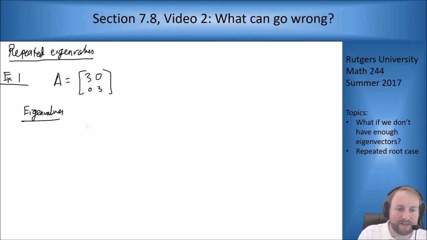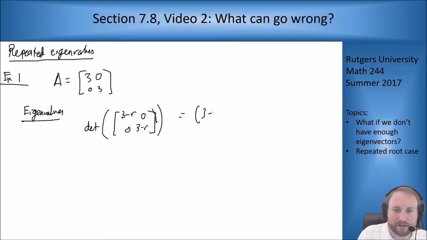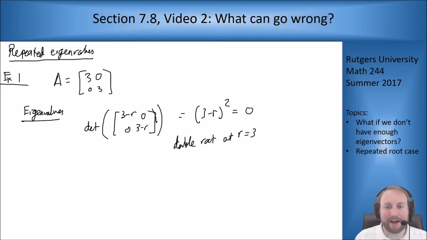And how do we do that? We take the determinant of 3 minus r, 0, 0, 3 minus r, which is just (3 minus r) squared equals 0. So this is a double root at r equals 3. All right, so now let's try to find eigenvectors for r equals 3 and see what happens.